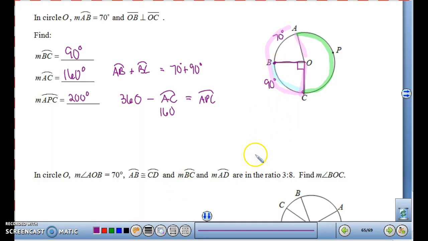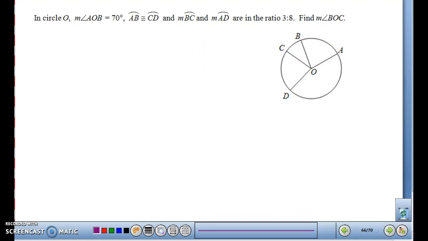Now just for argument's sake, what would be the measure of AOB? Well, the measure of AOB would be equal to the measure of the arc. So if this is 70, this is going to be 70. And what would be the measure of AOC? This angle right here would be 200, because this one is 200. Arc length measure is the same as central angle measure.